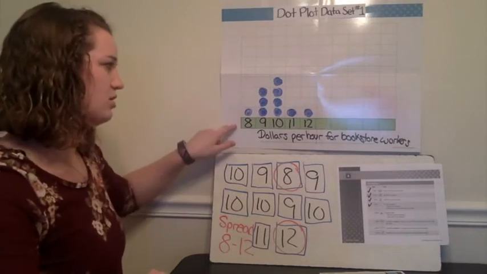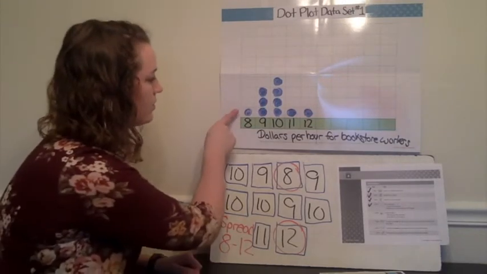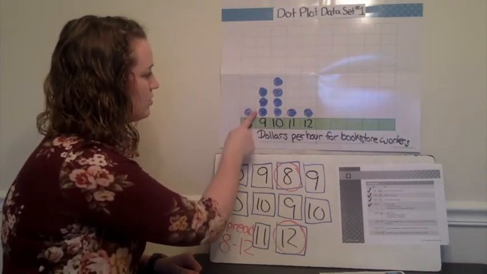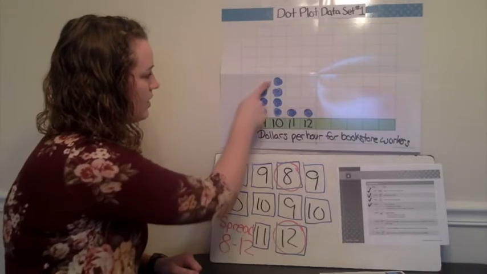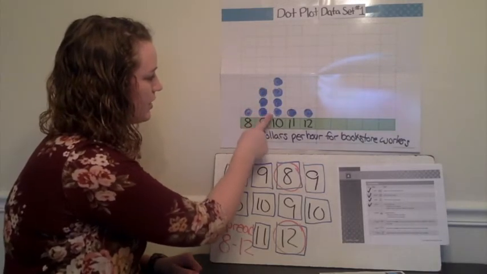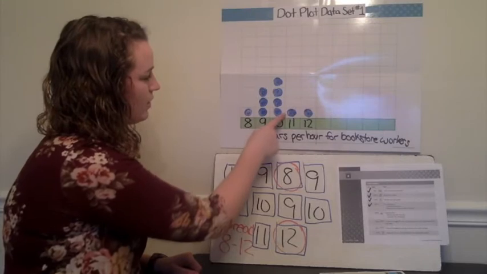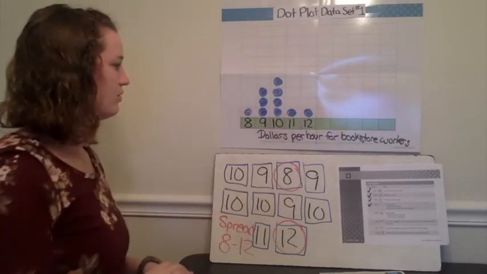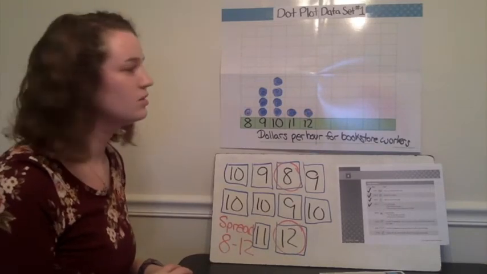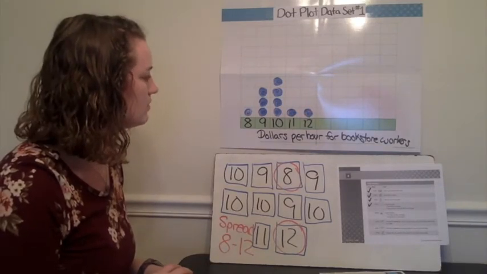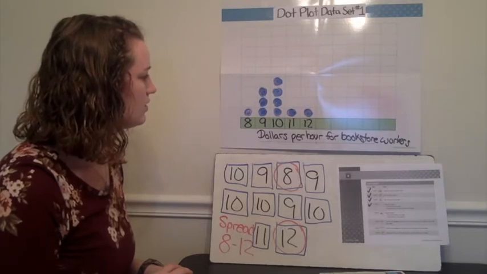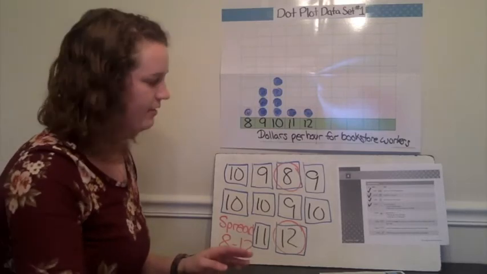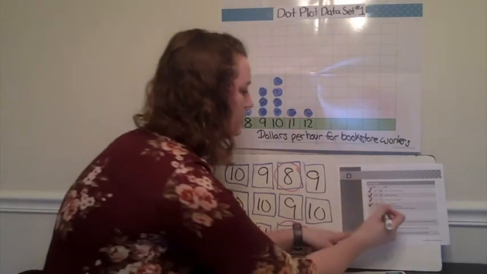Okay, so make sure your graph looks just like this one. We have one dot under 8. We have 1, 2, 3 above 9. We have 1, 2, 3, 4 above 10. We have 1 for 11 and 1 for 12. So it looks just like that. Make sure yours look just like that. All right. So we did step 5, so we can go ahead and check that one off.